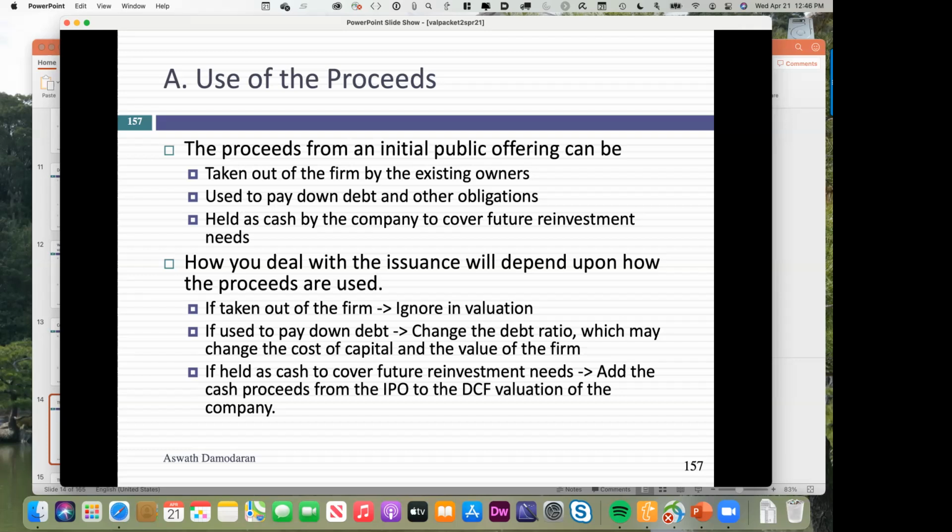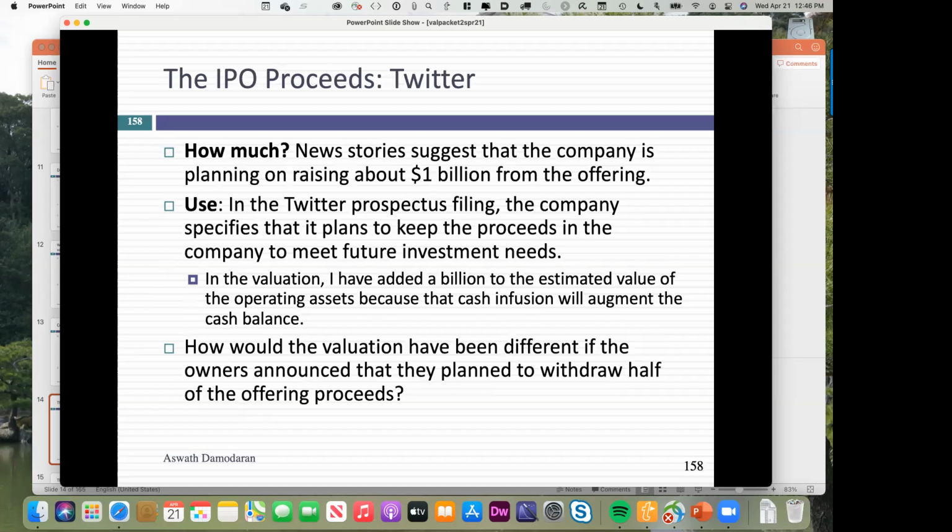So if you look at the Twitter IPO, in the prospectus, they were very clear about what they planned to do. First, they weren't clear about how much money they planned to raise in the offering. And here I had to read what was rumored. And usually the rumors are pretty close to the truth about how much the company plans to raise. And the rumors said they were planning to raise about $1 billion on the offering day. So that was the proceeds.